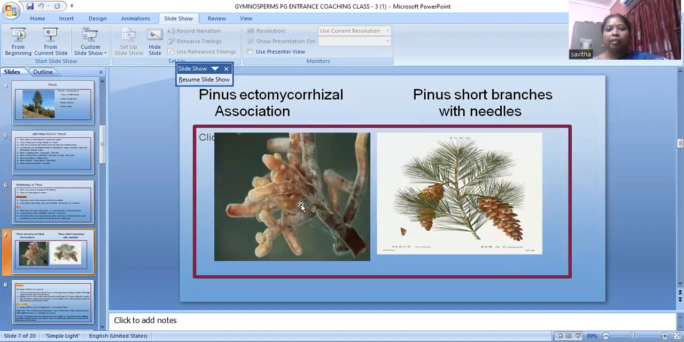Here you see the ectomycorrhizal association with the Pinus roots, and these are the Pinus dwarf branches, where the branches terminate in 2 needles. On the main branch, dwarf branches arise at the nodes in the axils of the scaly leaves, and they terminate in a cluster of 2 to 5 needle-like leaves. This is about the Pinus stem.